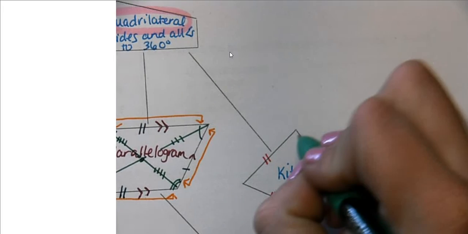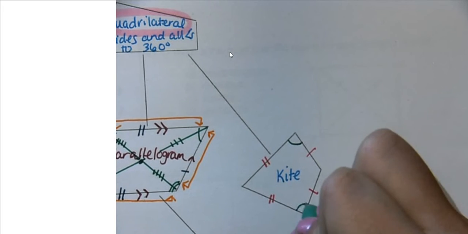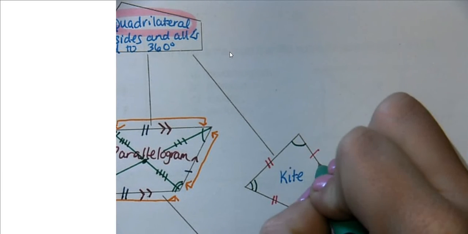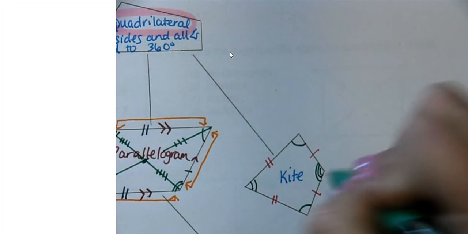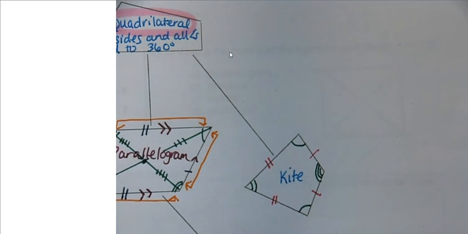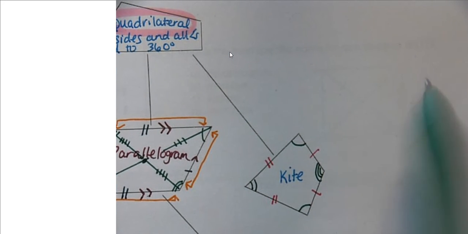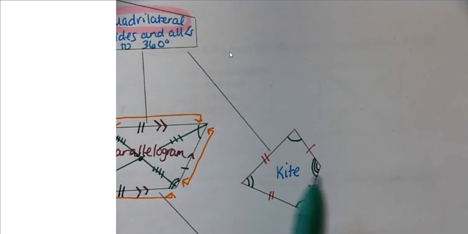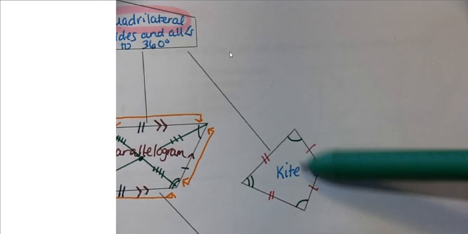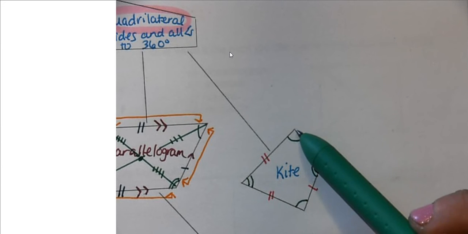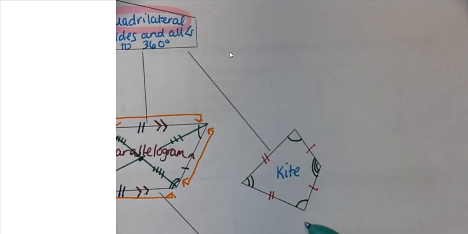A kite has only 1 pair of congruent angles. The other pair of opposite angles are not going to be congruent. So we have 1 pair of opposite angles that are congruent. The other opposite angles are not congruent. The opposite angles that are congruent are created by a long side meeting up with the short side.